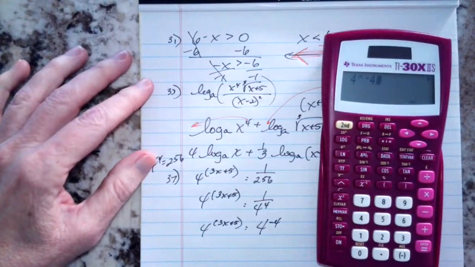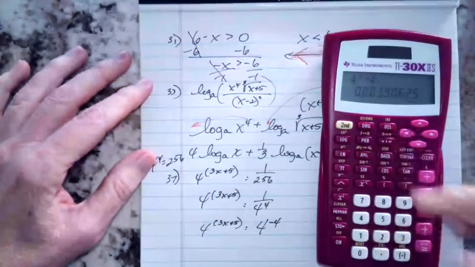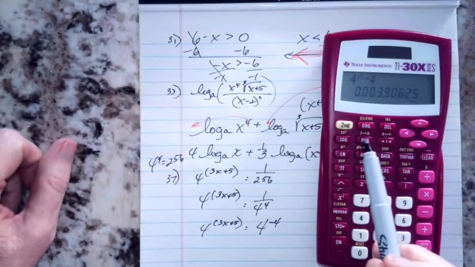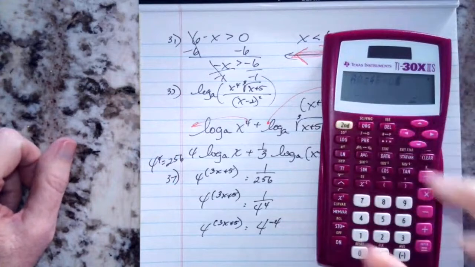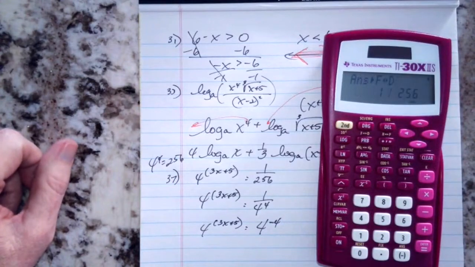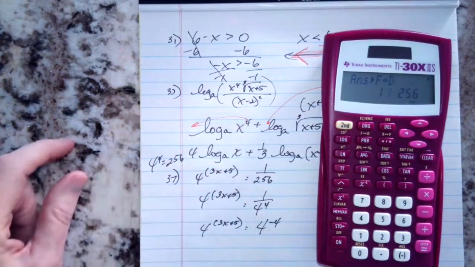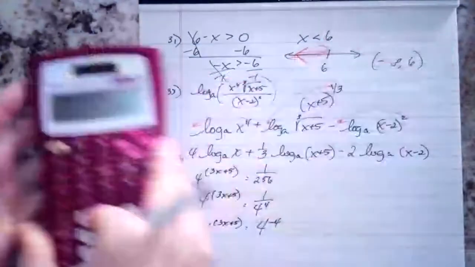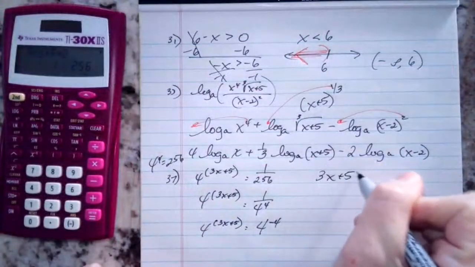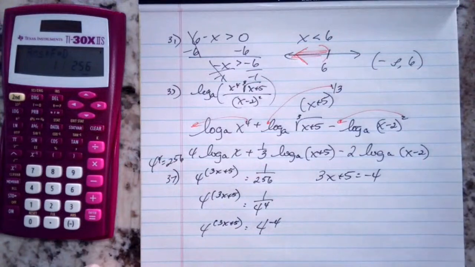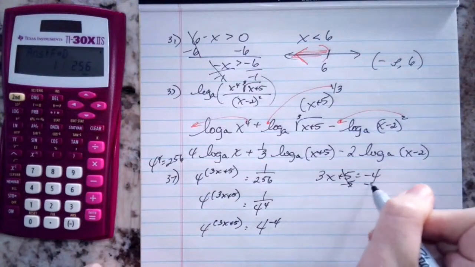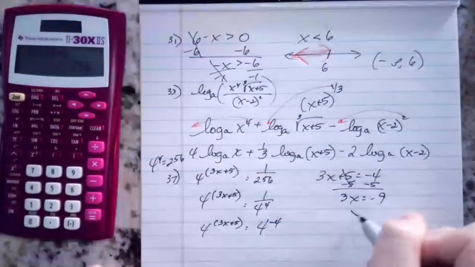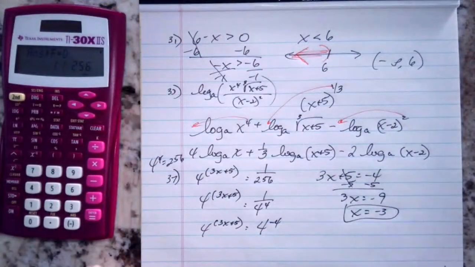4 raised to the negative 4 power equals, well, that's not helpful. So let's change it from fraction to decimal, that F to D. We haven't used it a whole lot, but second F to D equals 1 over 256. So those are the same things. 4 to the negative 4 and 1 over 256 are the same. Now that the bases match, their exponents match. So let's do 3x plus 5 equals negative 4. And of course, from there, it's a simple solution. Minus 5 on both sides, and x equals negative 3.